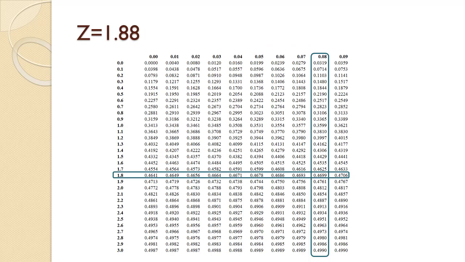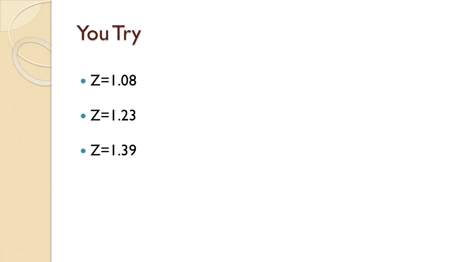With a Z-score of 1.88, we use the row for 1.8 and the column for 0.08. That yields a value of 0.4699. Adding 0.5000 gives us a service level of 0.9699, or about 97%. 1 minus 0.9699 equals 0.0301, or about a 3% chance of a stockout. Find the associated probabilities of a stockout for z-values of 1.08, 1.23, and 1.39.